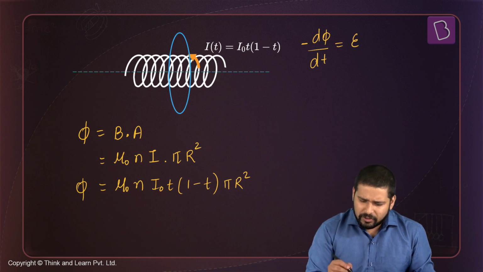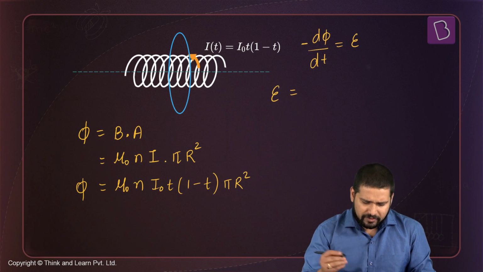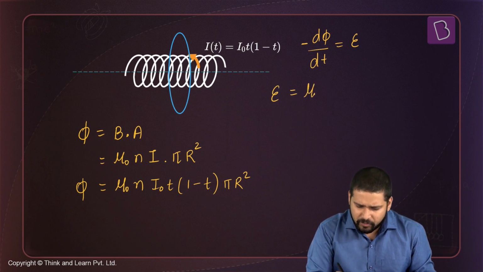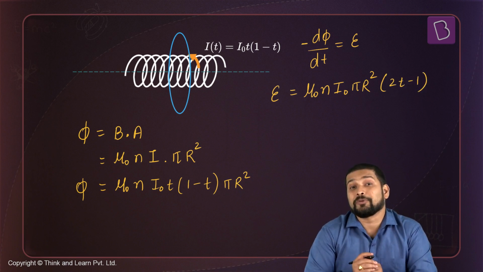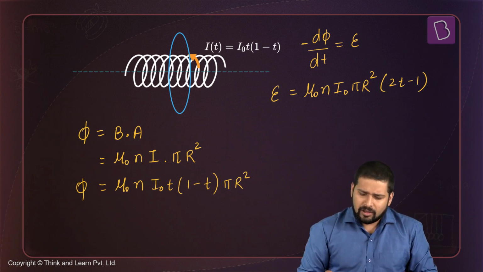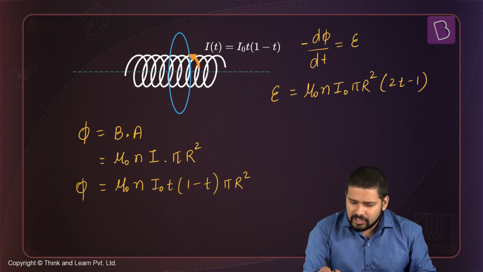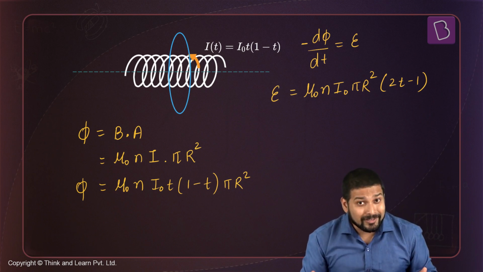If you find that out, you just differentiate this expression and you get EMF equal to mu naught times N times I naught times pi r squared, all of which are constant, and a factor of (2t minus 1) on differentiating with respect to time, right? Now at which point will this EMF be 0? For the EMF to be 0, the factor 2t minus 1 has to be 0, because all the other things are constant, right?